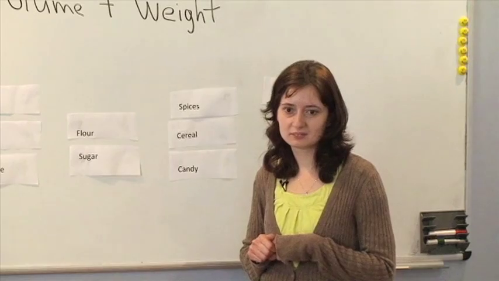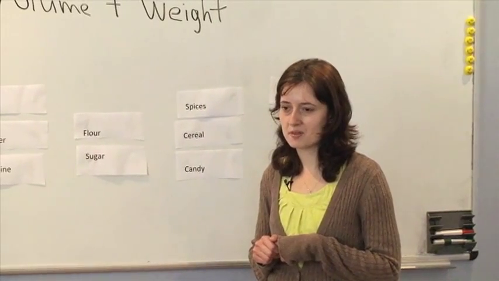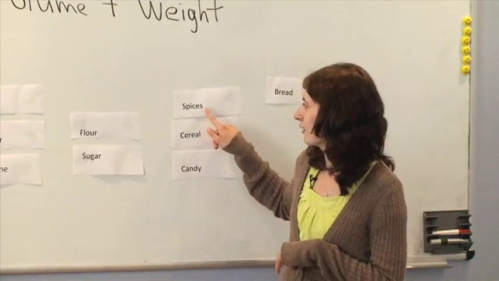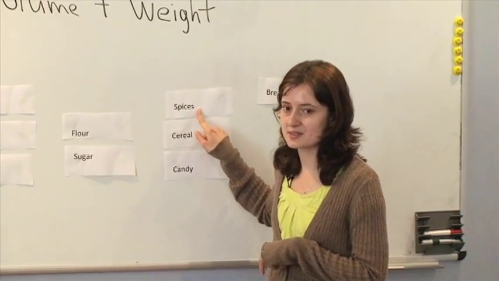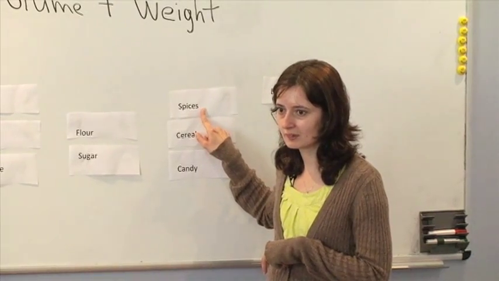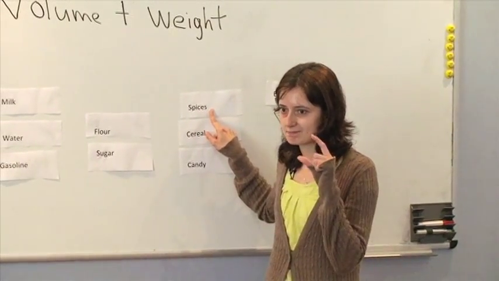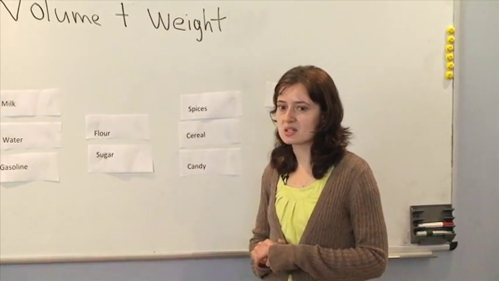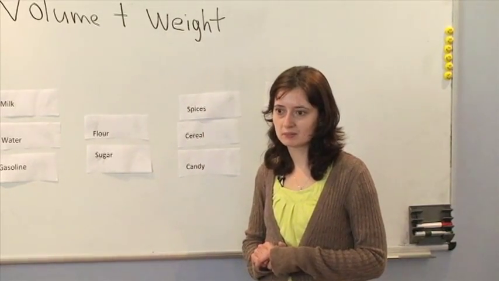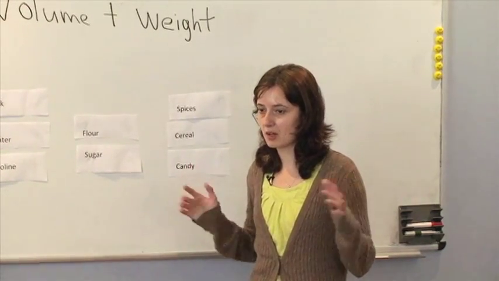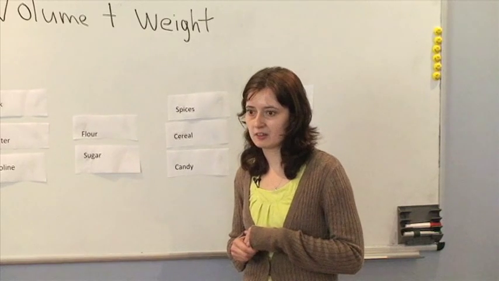Spices. Grams. Why grams? No, but why would we buy a grams of spices? Because we must add it a little bit. A little bit, right? Because gram is very little, right? What if you're buying meat? You could do grams, yeah, or you could do kilograms if you wanted a lot of meat. Very good.